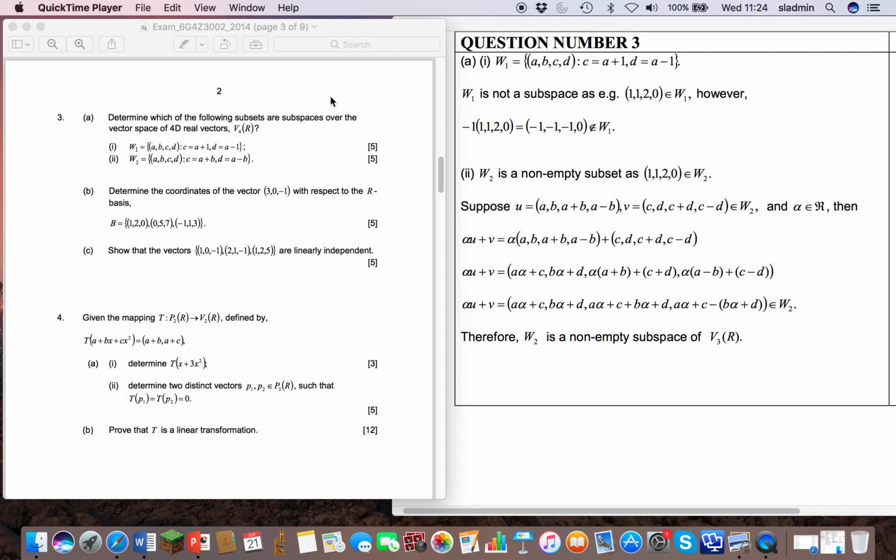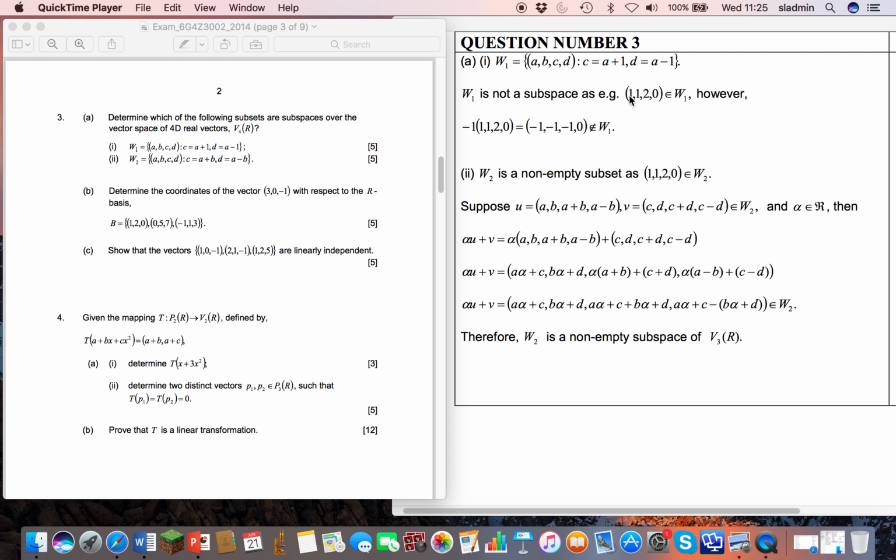So for part A, we consider the subset W1 first of all. And whenever you have expressions like this involving numbers, that gives you a clue it's not a subspace. So in this case, it's not a subspace. We want to find one counterexample. So for example, the vector 1, 1, 2, 0 belongs to W1, and that's because C is equal to A plus 1 and D is equal to A minus 1. So this vector does belong to W1.